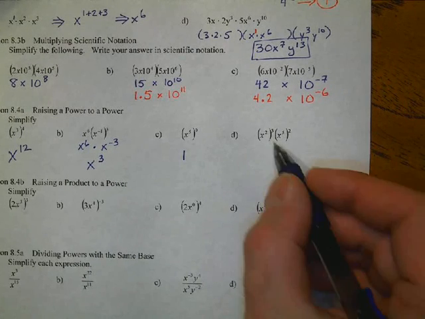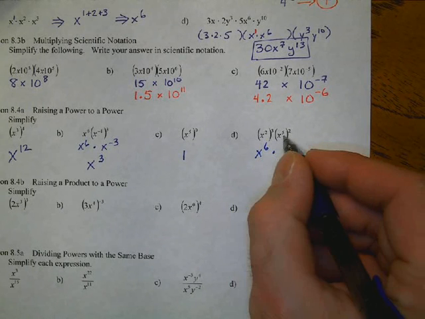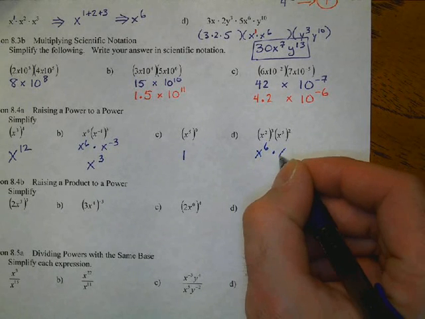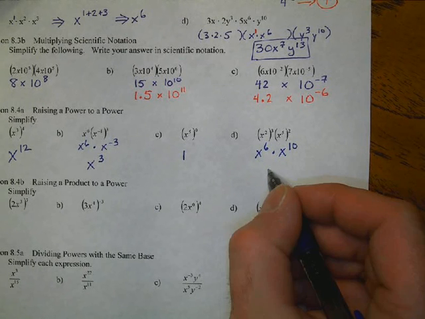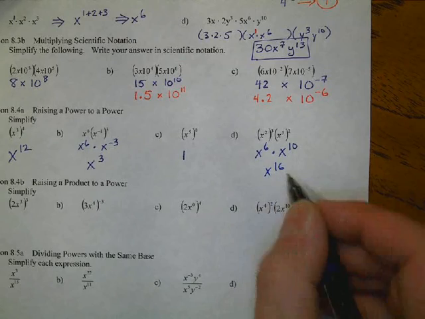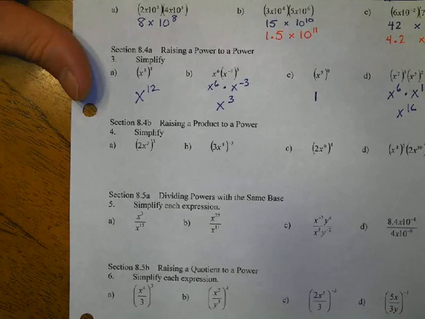On part D, we have x squared raised to the 3rd. So power to a power we multiply, times power to a power we also multiply, x to the 10th. Same base, different exponents, add them. You got it. So that's x to the 16th.